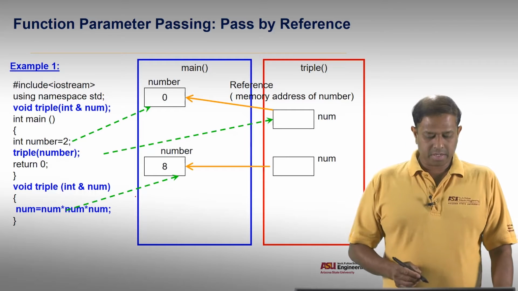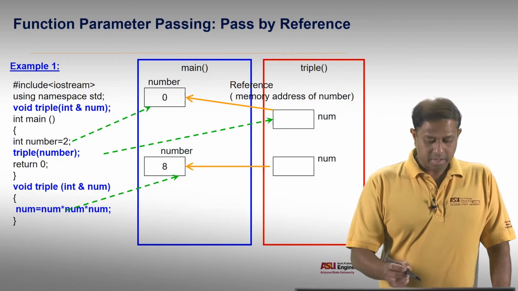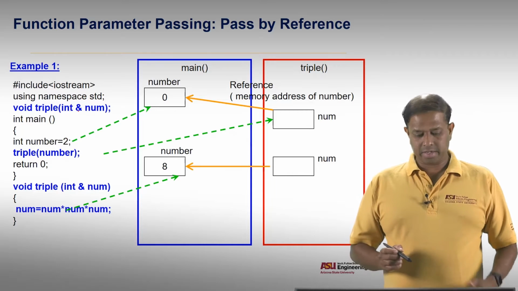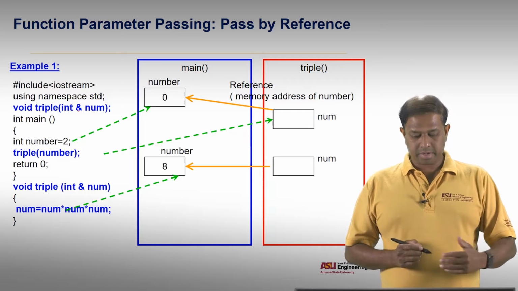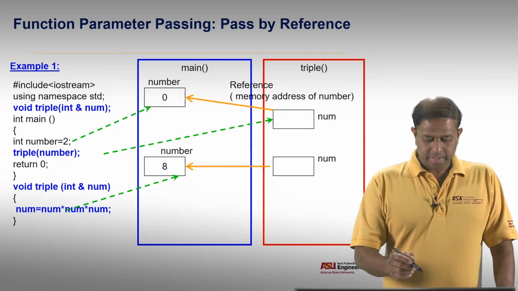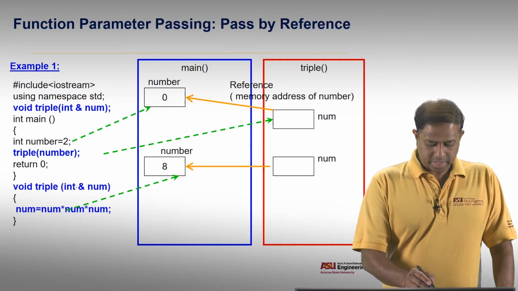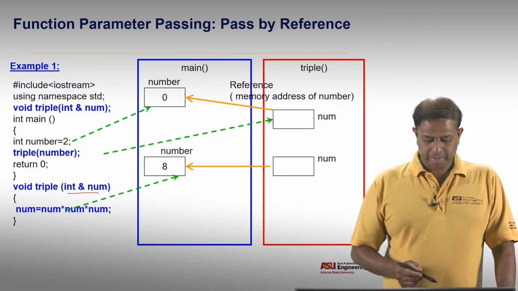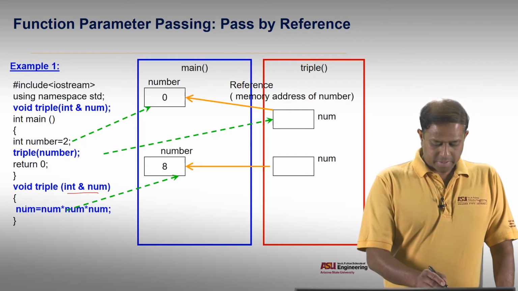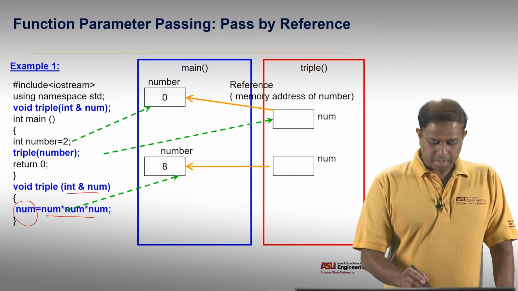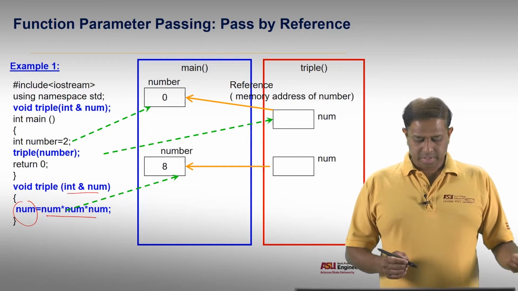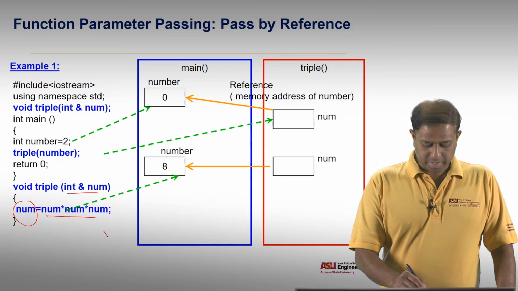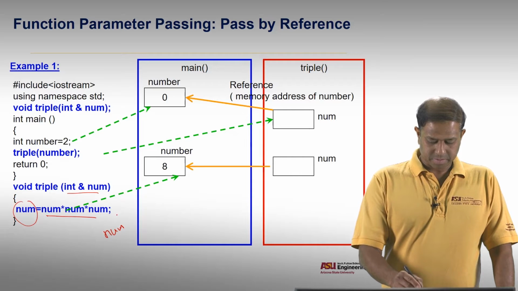Here is one quick example. Suppose I have a method called triple. That method is taking an integer value as a reference parameter and then tripling it, right? The implementation is that we take the number as a reference parameter, and we are changing the number by multiplying it by 3. So it's pretty much tripling the value.